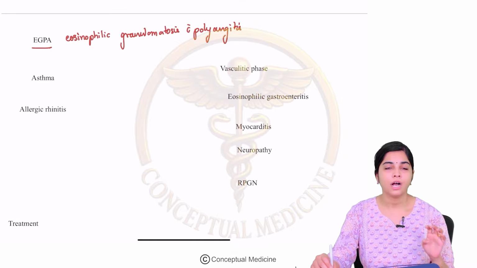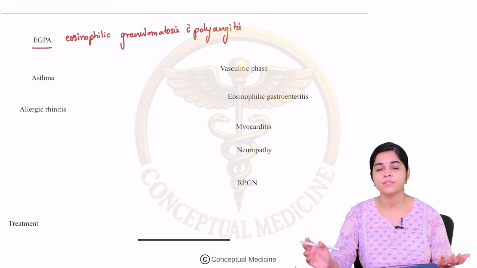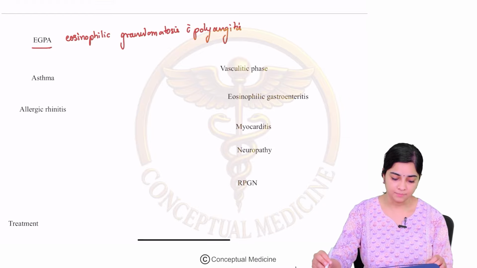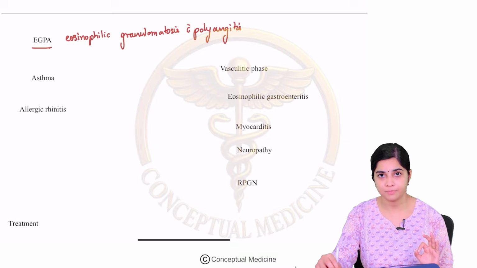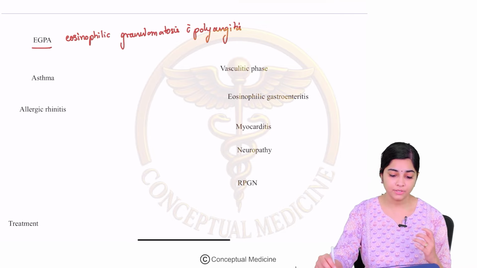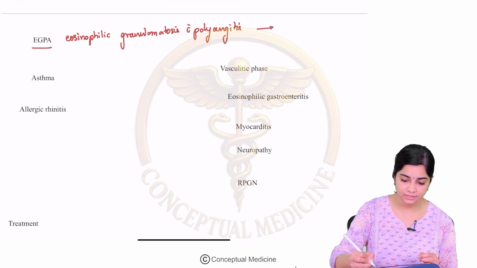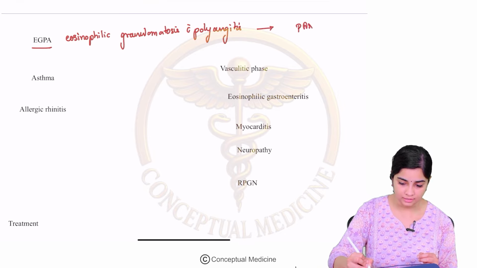Okay. So how does EGPA present and how is it different from your GPA? So as the name suggests, EGPA is a type of small vessel vasculitis. It is an ANCA mediated vasculitis and the predominant ANCA that you find here is the p-ANCA.